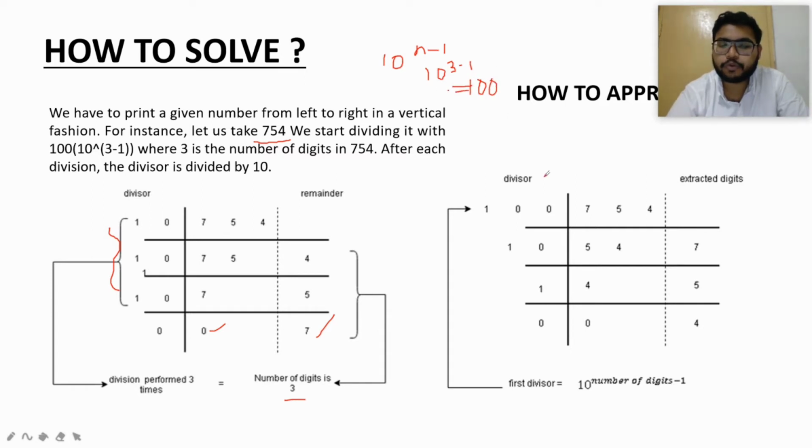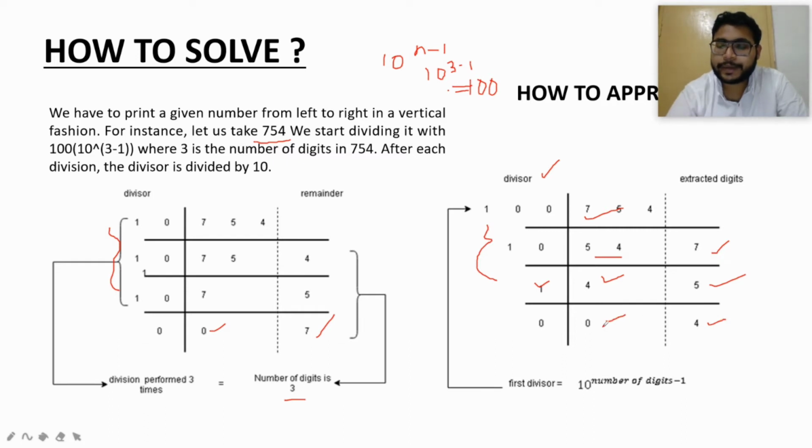So now we will divide the number by 100. When we divide the number by 100, we get the quotient as 7 and the remainder as 54. Next, we have to decrease the divisor by a factor of 10. Here we have used 100, then it will become 10, then it will become 1. Like that we have to decrease the divisor. So next we will divide 54, that is the remainder, by 10. We will get 5 as the quotient and 4 as the remainder. Next we decrease the divisor by 10 again, so it becomes 1. When we divide by 1, we get 4 as a quotient and 0 as a remainder.